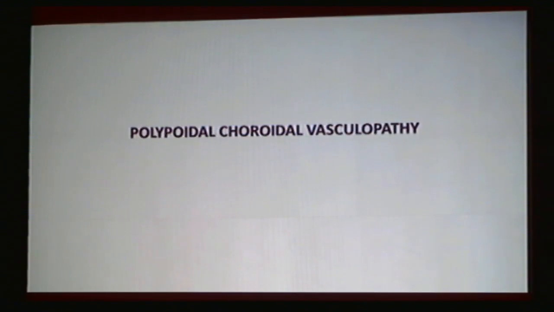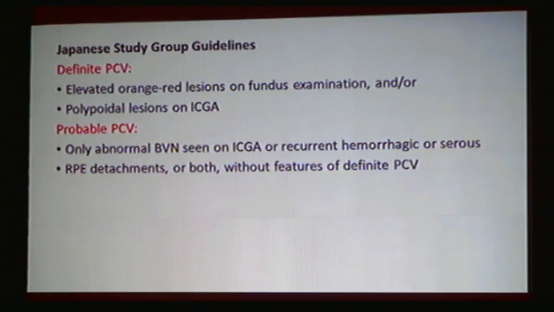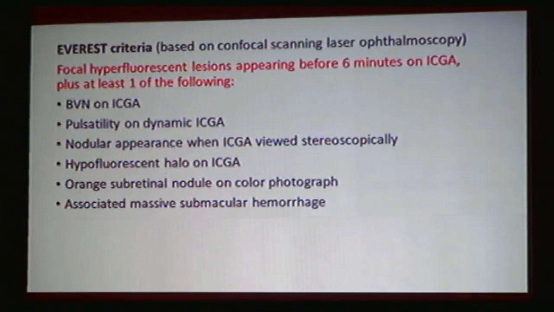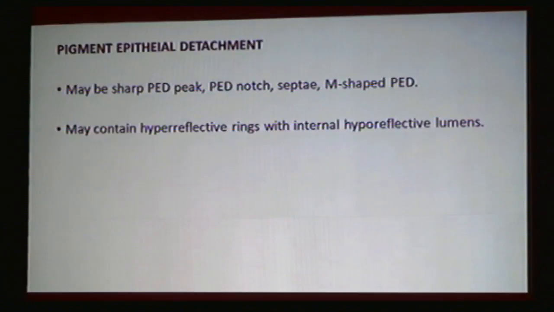So just a few slides on PCV. PCV has certain diagnostic guidelines, which I'll not go into the details of. You have definite PCV as well as probable PCV for diagnosis. The EVEREST criteria also has criteria for diagnosis, like a focal hypofluorescent lesion before 6 minutes on the ICGA, and one of the following like BVN, pulsatile polyps, several points there in it.